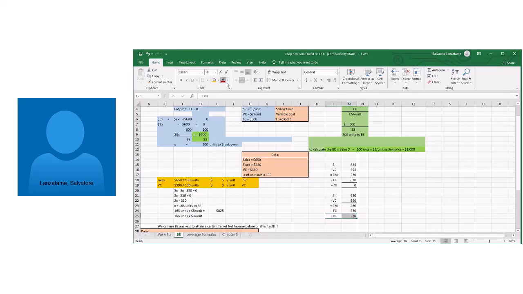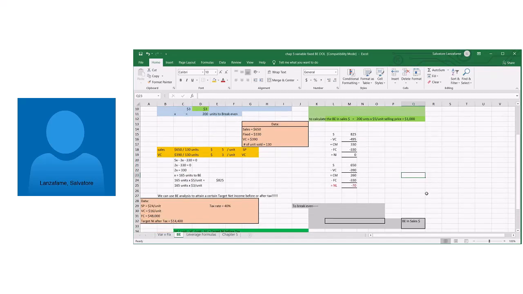Okay, so from the original data, the company was experiencing a loss. So if someone were looking at this and said, hey, what do we got to do to turn this around? How many units do we need to sell to break even? We need to sell 165 units, not 130. So that was the problem. They were only selling 130 units. They need to sell 165 in order to break even.